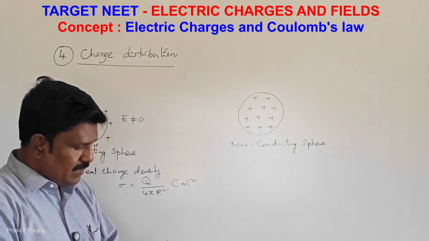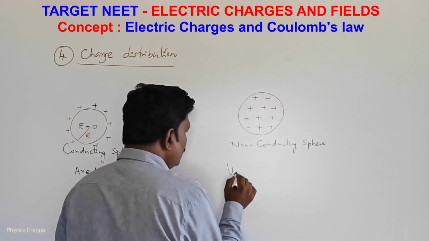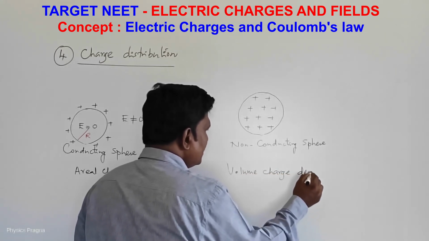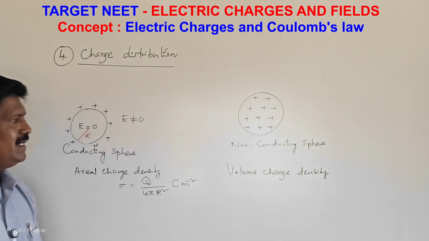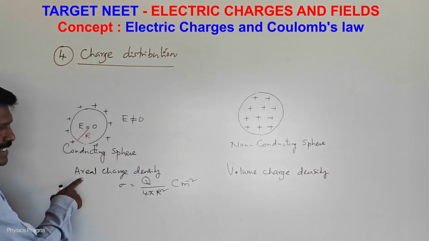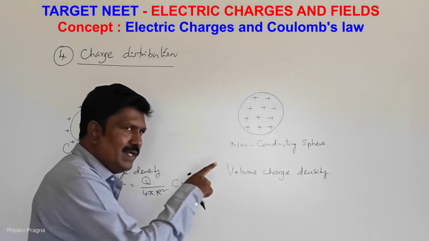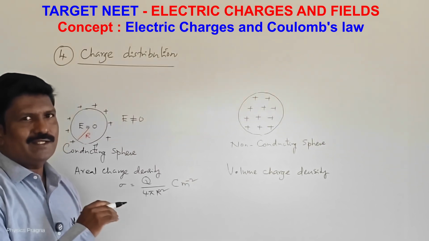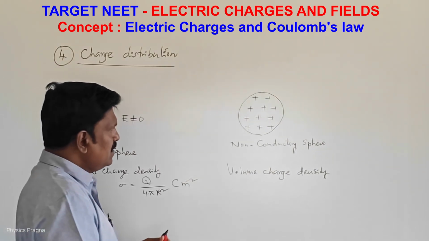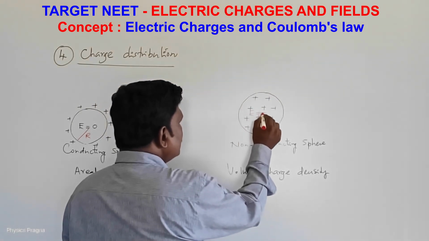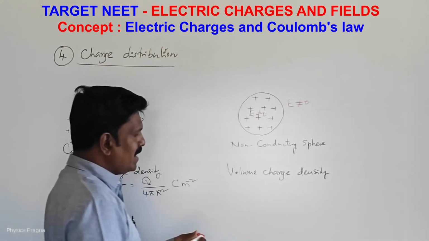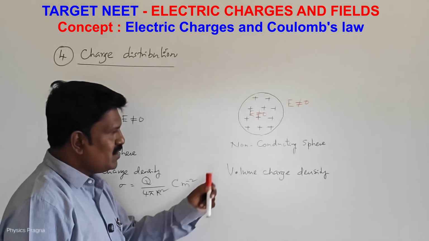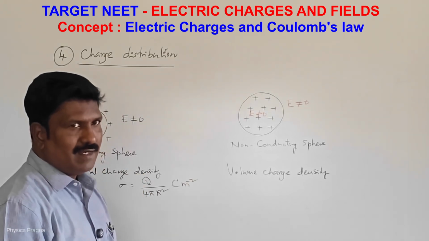That's why what we have to calculate here is the volume charge density, not the areal charge density. Volume charge density only comes into effect; you calculate it for non-conducting 3D objects only. Why? Because inside also charge is there. As charge is inside, the electric field inside is not 0. Outside also the electric field is not 0, because charges will be spreading all over the body. Anyhow, we calculate volume charge density only for non-conducting 3D objects.